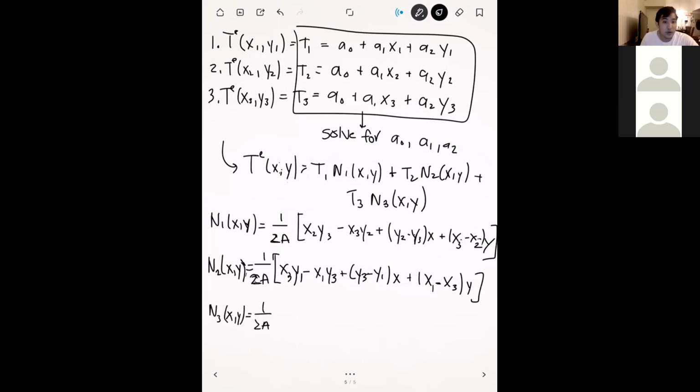And then finally, we have n3. And so we have n3 of x and y is equal to 1 over 2a. And this is going to be multiplied by x1, y2, minus x2, y1, plus y1 minus y2, x, plus x2 minus x1, y.